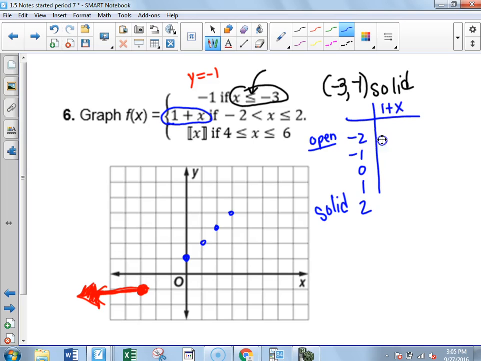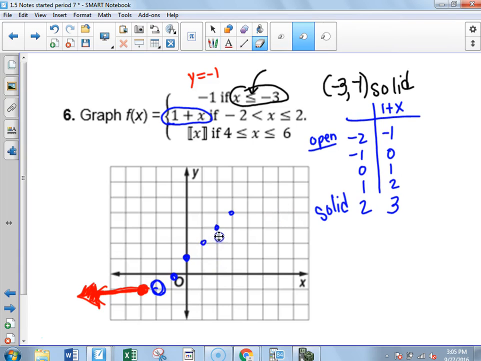So what would I get if I added 1 here? Negative 2 plus 1 is negative 1, 0, 1, 2, 3. All right, so if I plotted those dots, I'd have negative 2, negative 1, but it's supposed to be an open circle. And then negative 1, 0, 0, 1, 1, 2, 2, 3. 2, 3 is supposed to be what kind of a circle? Solid, because of this or equal to. It said I could include this point right there.